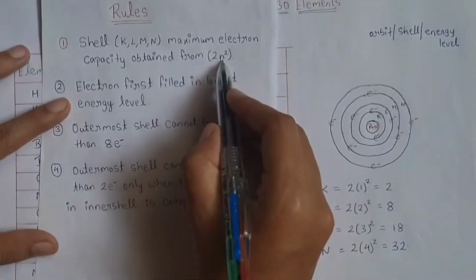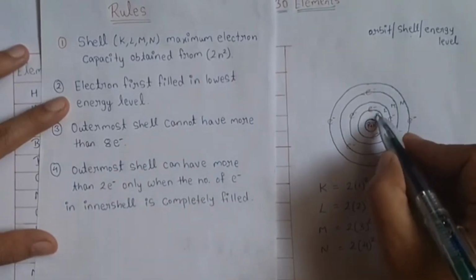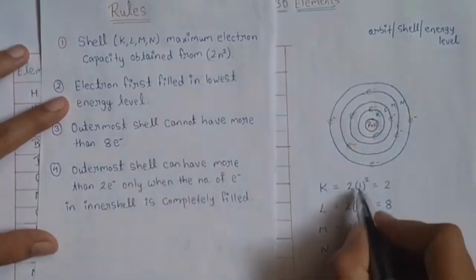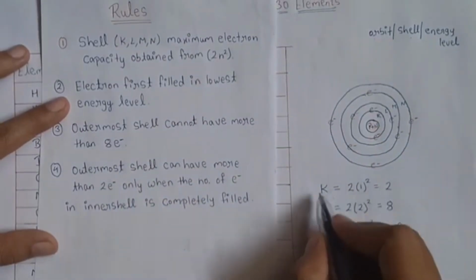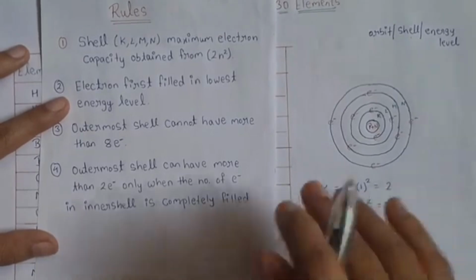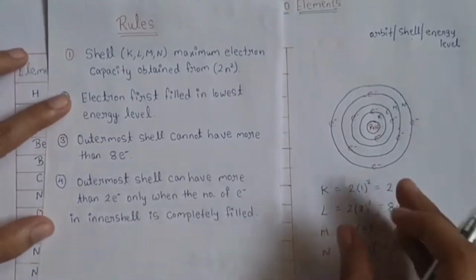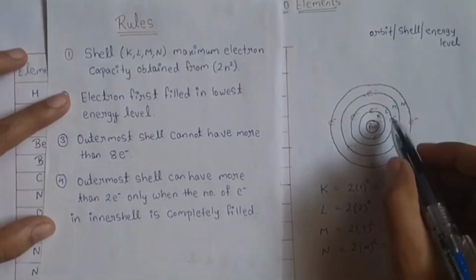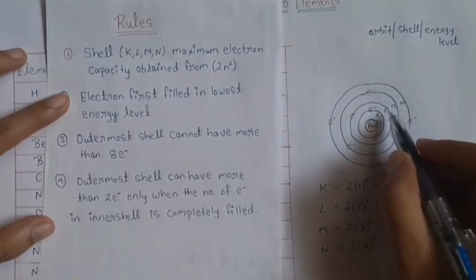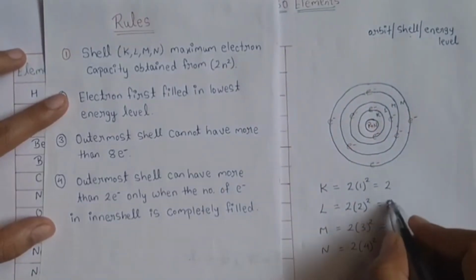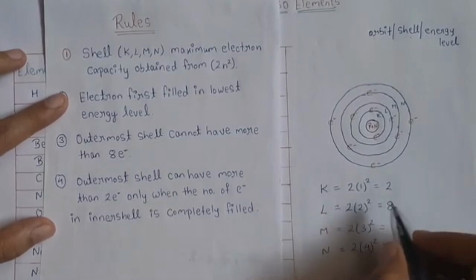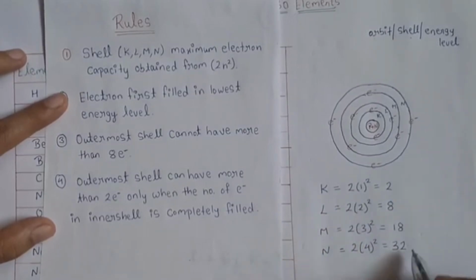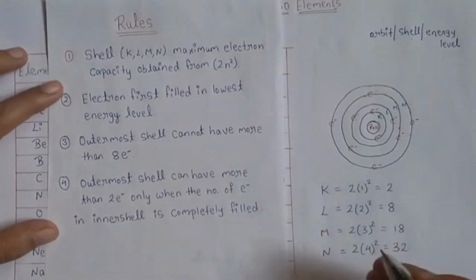In place of n, the value for K is 1, that is the first shell. So we put n as 1: 2 times 1 squared is equal to 2. That means the K shell can fill a maximum of only 2 electrons, not more than that. In the same way, for the next shell, the L shell, the value of n is 2, so 2 times 2 squared is 2 times 4, which is 8. So the L shell can fill a maximum of 8 electrons. The M shell is 18 and, in the same way, the N shell is 32. These are the maximum numbers of electrons in each shell.